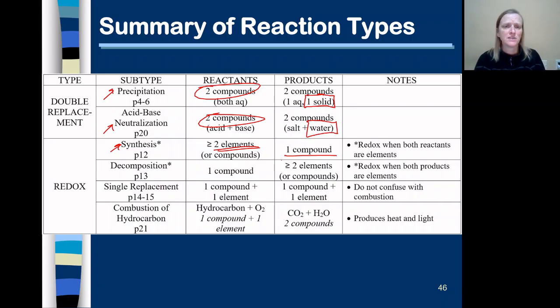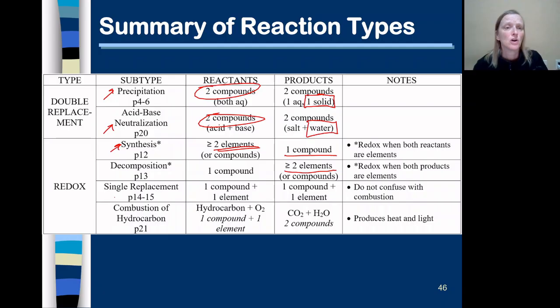Decomposition is the opposite of synthesis. You start with one compound and you make two or more products out of it. In Chem 1, those products will always be elements if I'm asking you to predict what the products are. However, decomposition reactions do exist where one compound breaks down into two or more compounds.